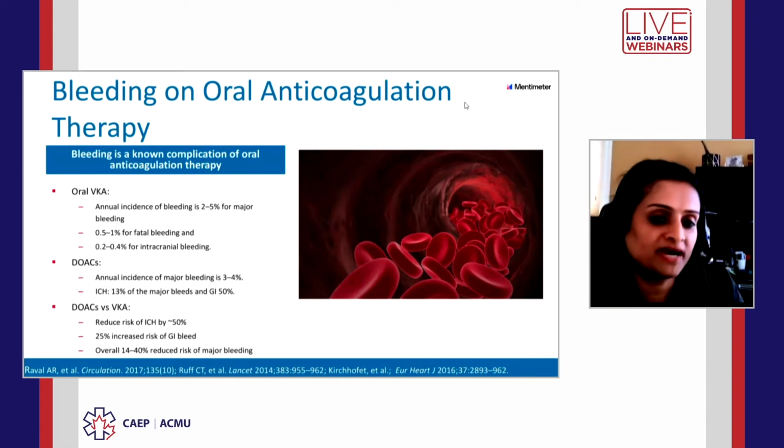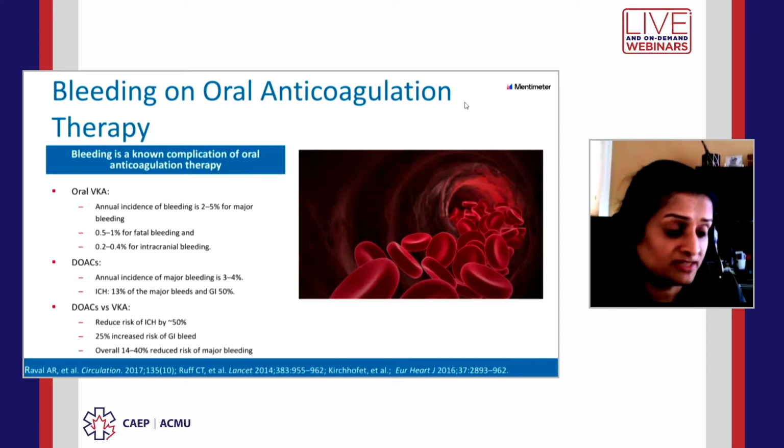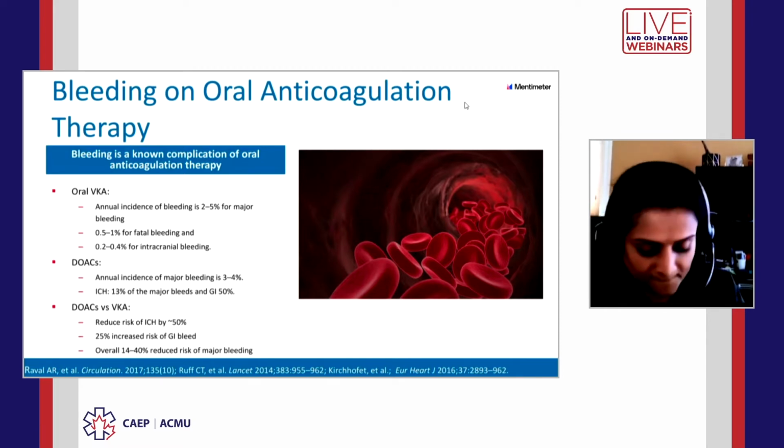bleeding. When you compare that to the direct oral anticoagulant agents, based on all the large randomized clinical trials and the observational data, the annual incidence is still around 3 to 4% risk for major bleeding, driven mainly by the GI, around 50%, and 13% of the major bleeding being intracranial. So that's where I think we need to still be aware that these are known complications, and this emphasizes that we need to know how to manage these bleeding complications when they present to the emergency department.